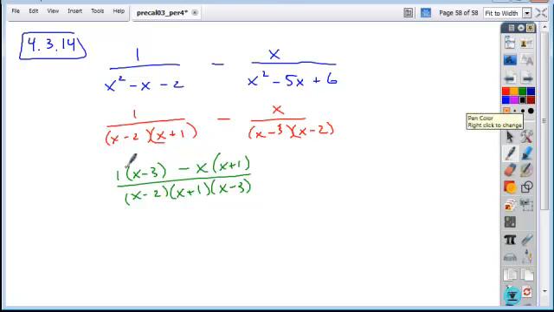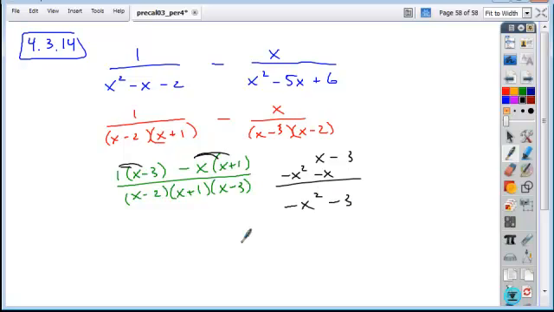Okay, so the final step here is to simplify your numerator. So when I distribute my 1 through, I just get x minus 3. Distribute my negative x, I get a negative x squared minus an x. Combine down the like terms, negative x squared minus 3. Okay, and then that's my numerator. My denominator is just going to stay exactly what it was.